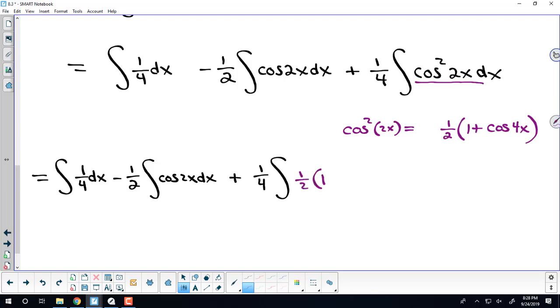1/2 times 1 plus cosine 2x. Wait, isn't it sine? No, it's cosine. They're both cosine. All right, is that okay? Where we're at, any questions?